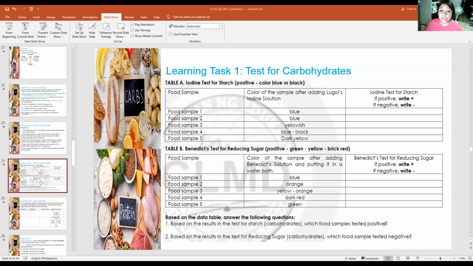Let's look at the answer sheet for table 1. You only need to write the positive symbol if the color is blue or black. If negative, you have to write the negative sign. So for table 2, the same procedure. We have to write positive sign if it is positive, negative if it is negative. So the color indicator, it is positive if the color is green, yellow, or brick red.